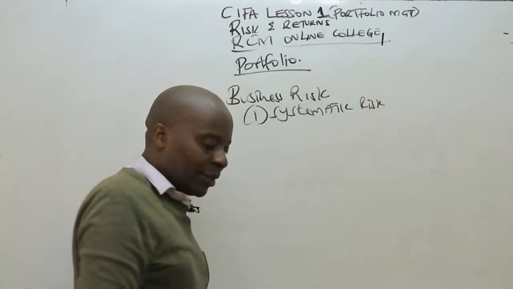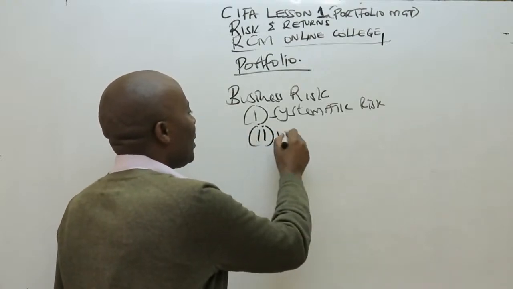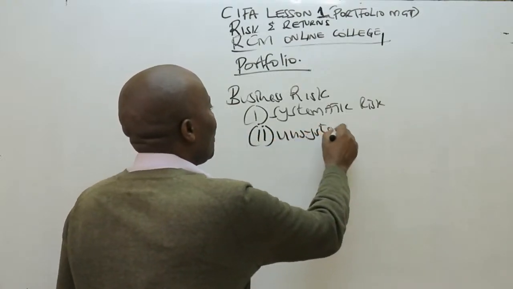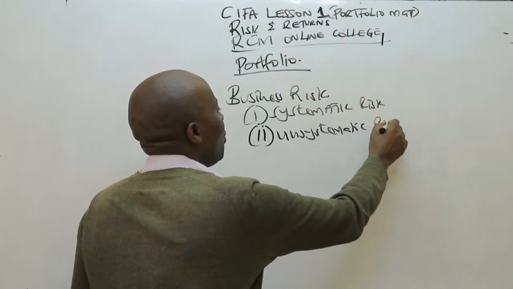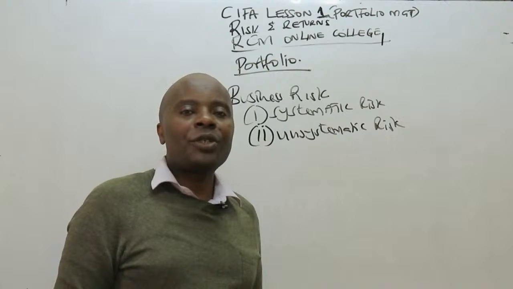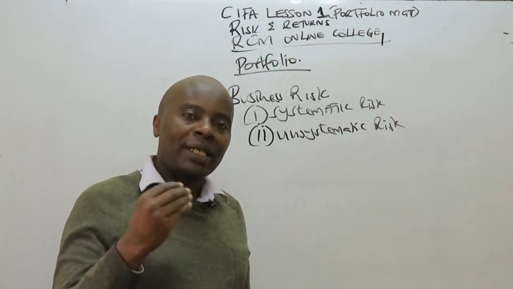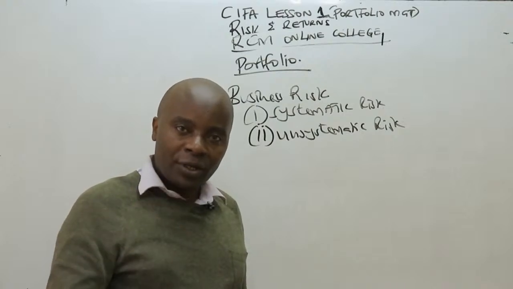Systematic risk, and then number two, we have the unsystematic risk. So we have the systematic risk and what here? Unsystematic risk. So great students of mine, listen to me very well.